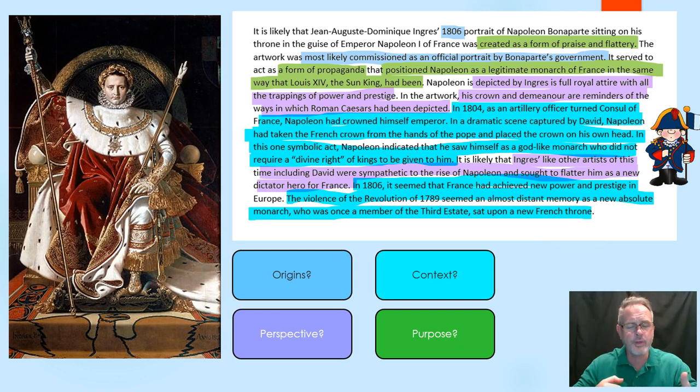So I've tried to bring all of those ideas in to get origins, context, perspective, and purpose. And you can see hopefully how I'm talking about individuals and groups, bringing in concepts, details, and trying to use fairly sophisticated language. The trick is for you to now apply those same skills in the exam for yourself.